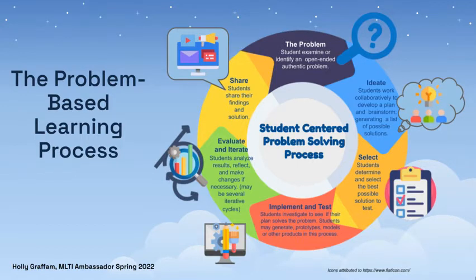Then they're going to evaluate and iterate. So students are going to analyze results, reflect, and make changes if necessary. And this might take several iterative cycles. This is where the feedback is absolutely vital. Peer feedback, teacher feedback.